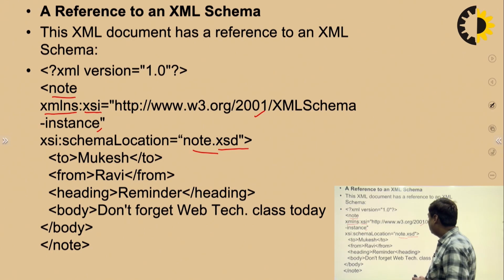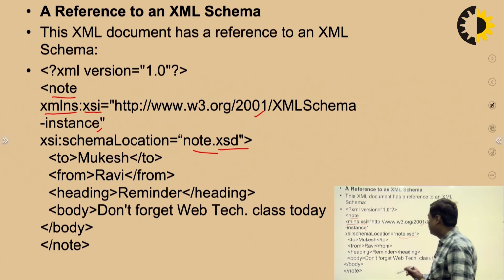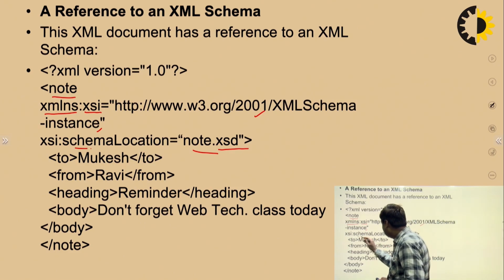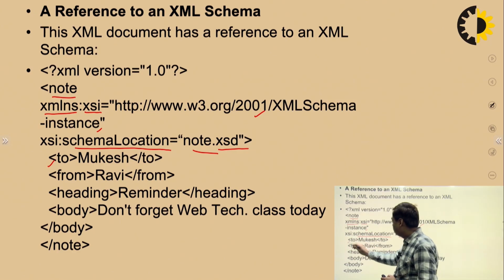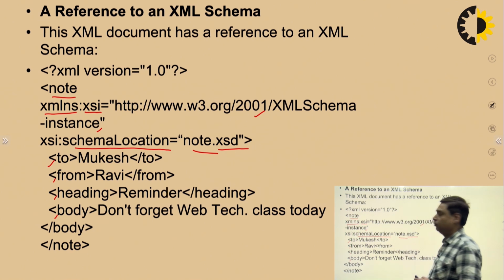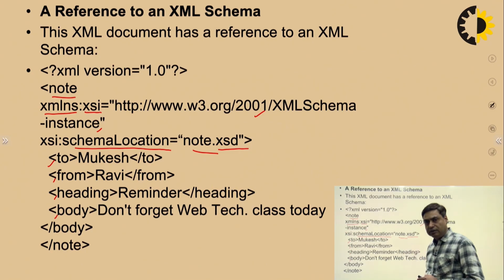The next job is to give the information about the XSD file, which is given with the attribute schemaLocation. SchemaLocation node.xsd. We assume node.xsd is in the current folder. Next you can define to, from, heading and body, and we have given the information. When you run this file, it will map your content with the node.xsd.